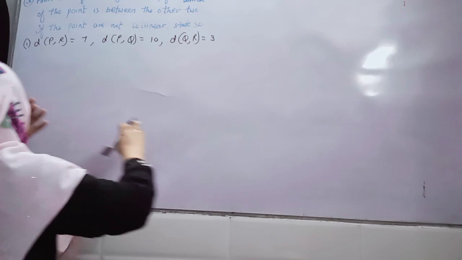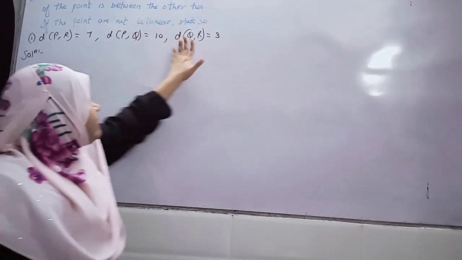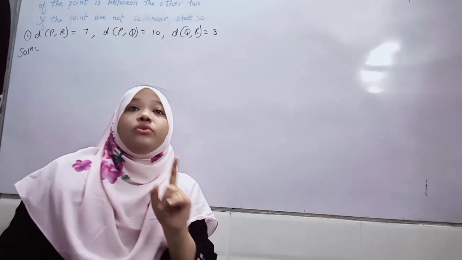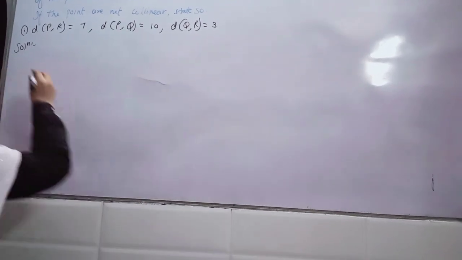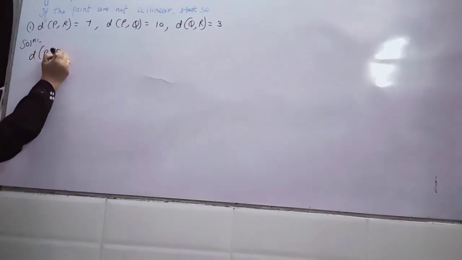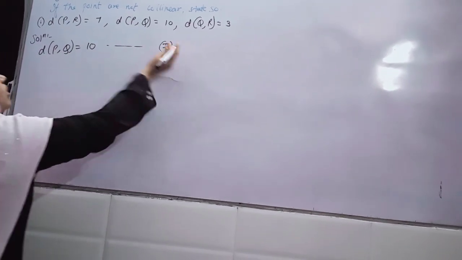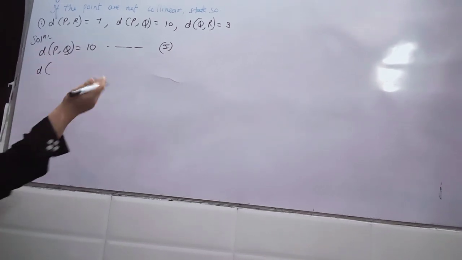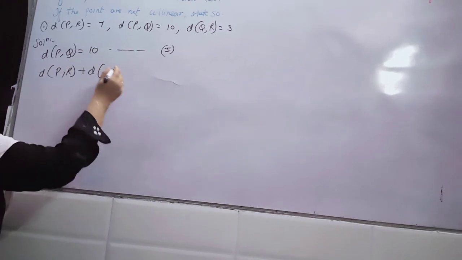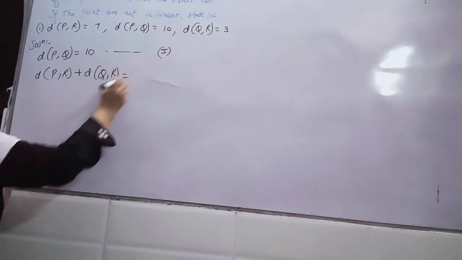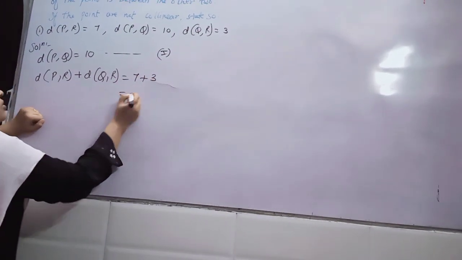Now, writing the solution. Students, see, first of all we have 3 distances. First we pick the biggest distance. What is the biggest distance here? This one, PQ. So the distance of P and Q is 10. Put equation number 1 here. Next, we have the remaining 2 distances, P and R plus Q and R. PR is 7 and QR is 3. So that we got 10.